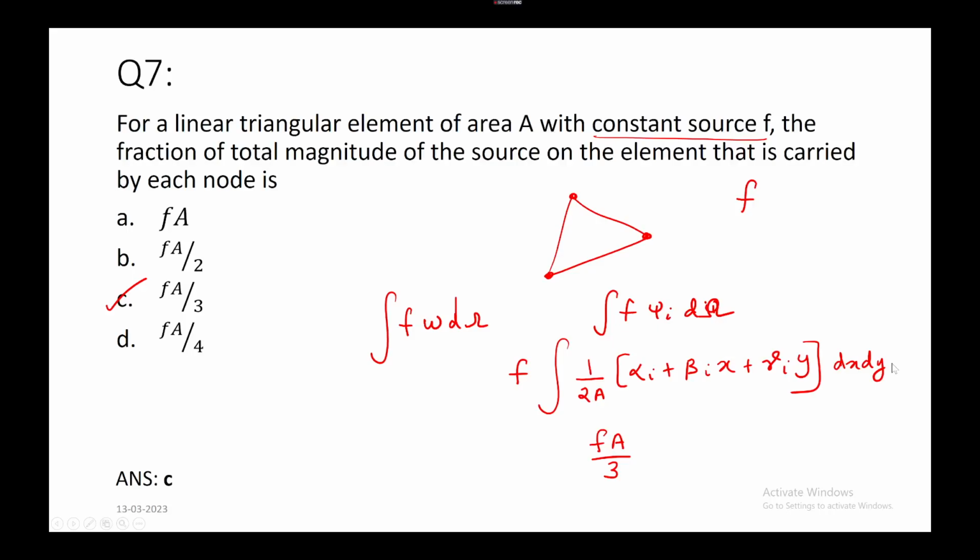So if you simply substitute everything inside, you can take this 2a also outside, so it will be f by 2a into, and alpha I will also come out. Yes, any doubt?